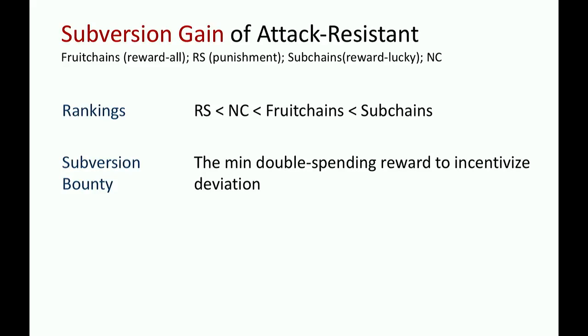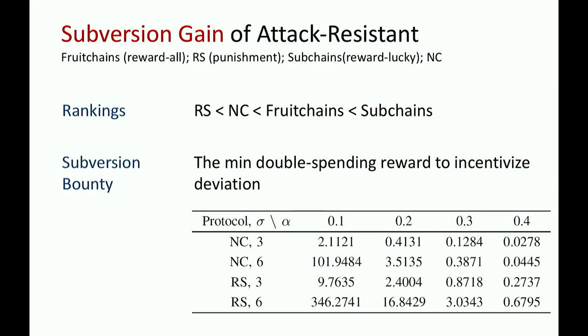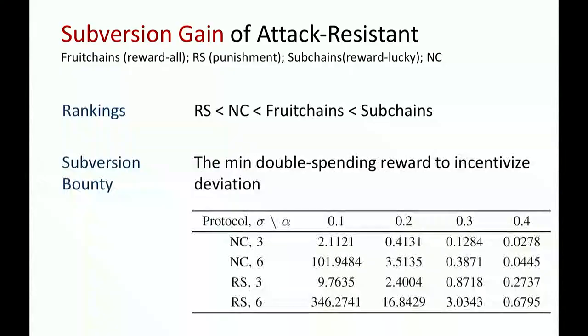So we analyze another interesting metric called subversion bounty, which is defined as the minimum double spending reward to incentivize deviation. We calculate the subversion bounty of Nakamoto consensus and reward splitting protocol, because for fruit chains and subchains, subversion is like free. I can try double spending with a tiny amount of reward because it's risk-free to try that. So why not? But you can see that as the number of confirmations grows, for a weak attacker, subversion bounty grows more than linearly, almost exponentially. Which means more confirmations really help double spending resistance. But it's less effective for strong attackers.